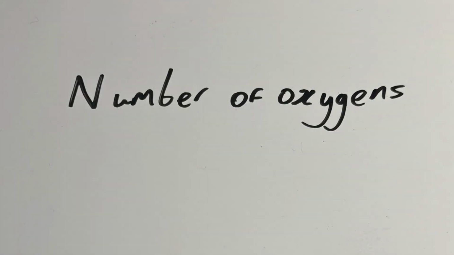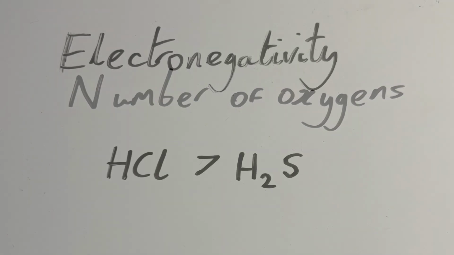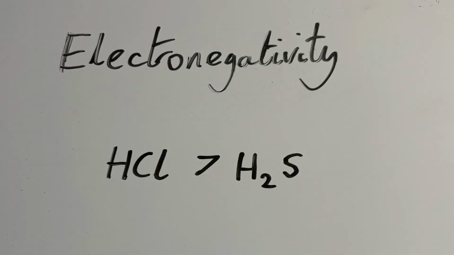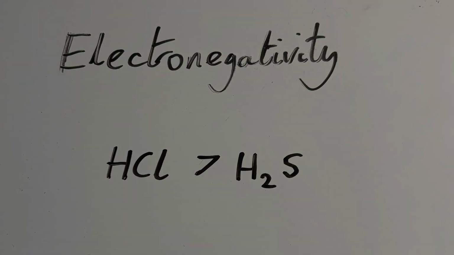There's also the number of oxygens, which again I went over in Acids and Alkalis Part 2, so you can definitely go watch that. And in the case where acids only have 2 elements in them, electronegativity can count. Hence, in this one, hydrochloric acid is more acidic because chlorine is more electronegative.